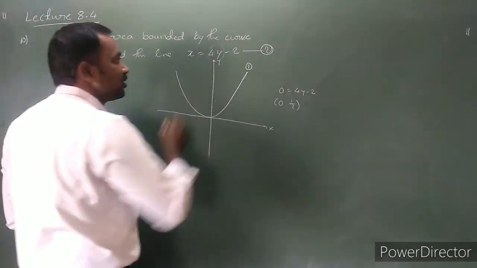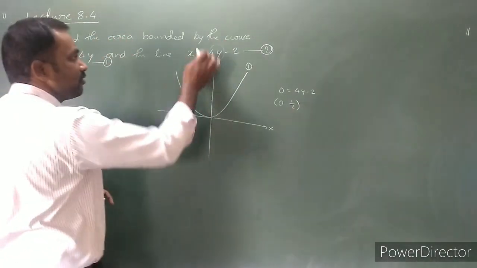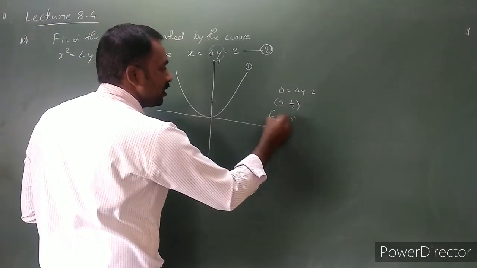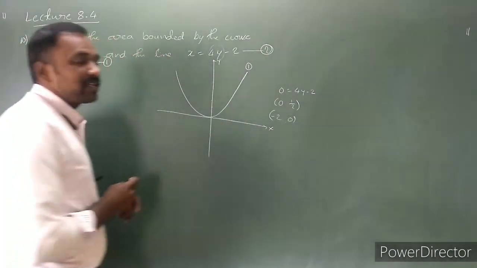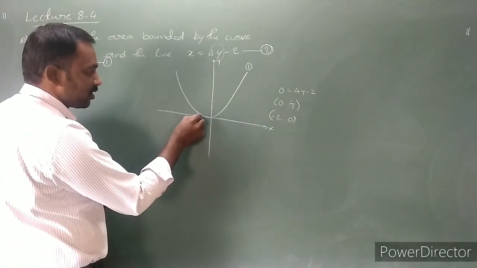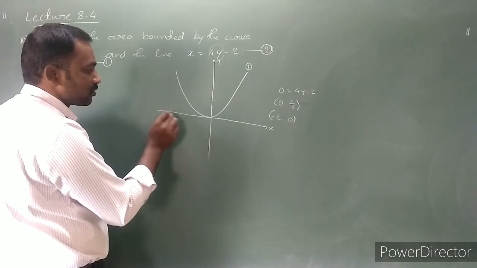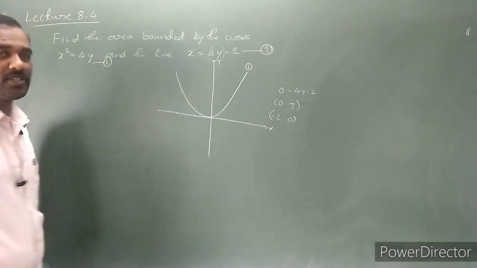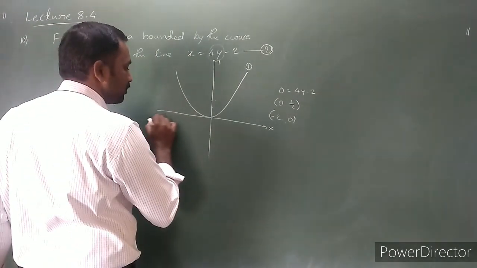One more point means y is 0. If y is 0, the whole term 4y is 0, so x is equal to minus 2. That means (minus 2, 0). If y is 0, x is minus 2. So (minus 2, 0) is here, at minus 2. Minus 2 comma 0, this point, and this point. Joining these two points, we get equation number 2.